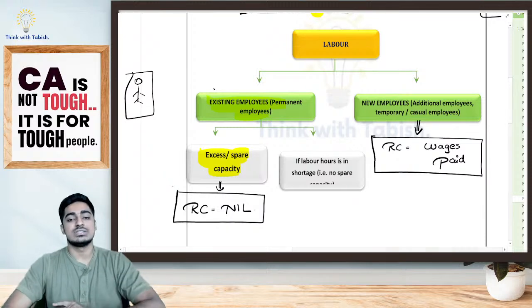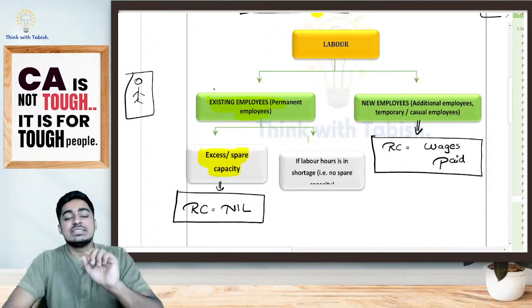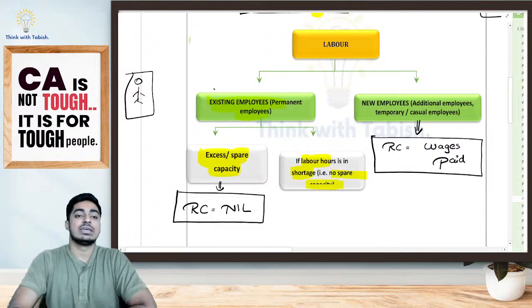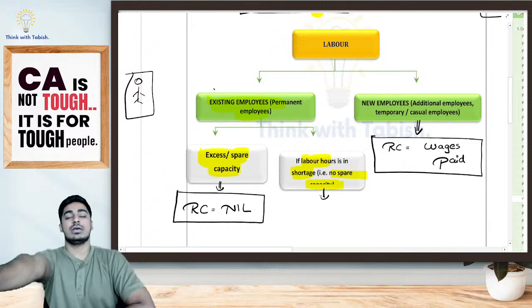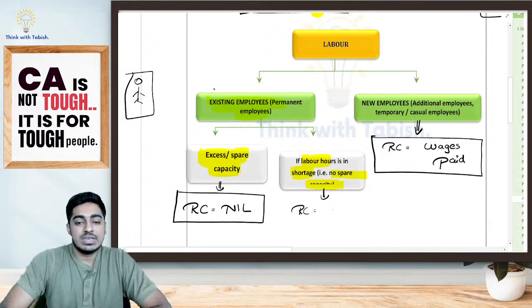Is it clear, students? Now, I am getting the work done from my existing employees only, and labor hours is in shortage. That is, there is no spare capacity. Then what is going to be relevant, students? Yes, the relevant cost is going to be the wages plus the opportunity cost.